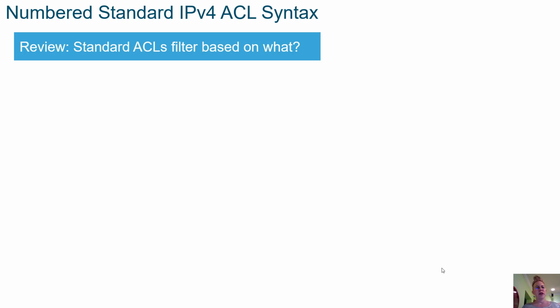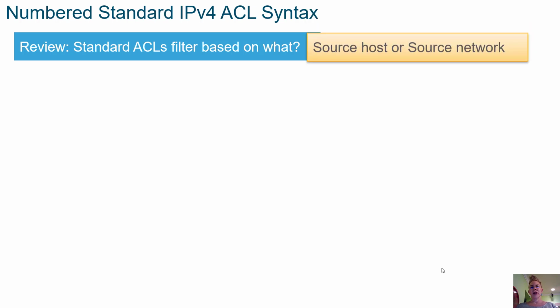So let's review, first of all, when we think about a standard access control list, remember there's some limitations of it. It's a more simplified access control list. There's no real fine tuning. So a standard access control list can only filter based on what? Did you get this answer? It can only filter based on a source host or a source network. Remember, we can't filter standard access control lists by destinations, by port numbers, by protocols, only by the source.